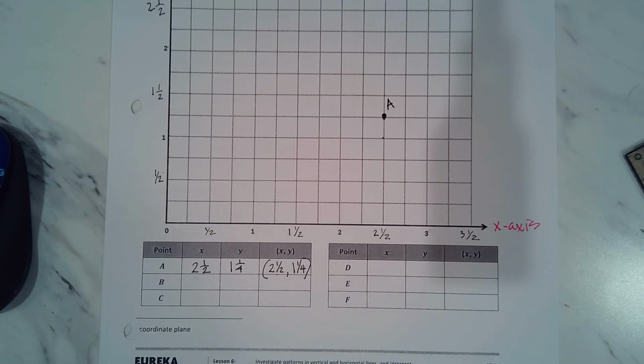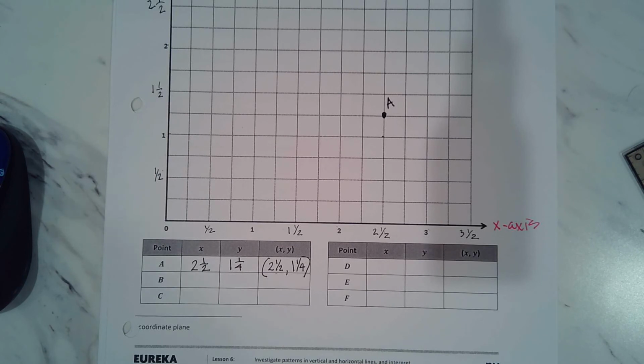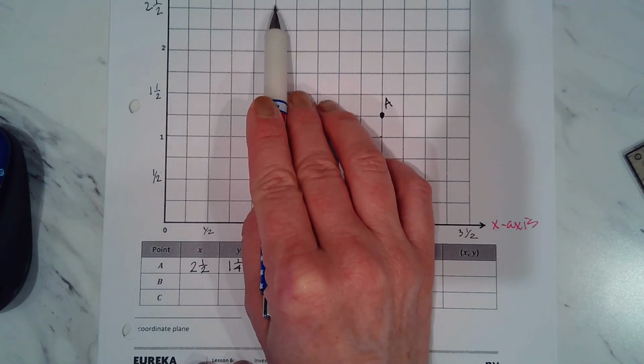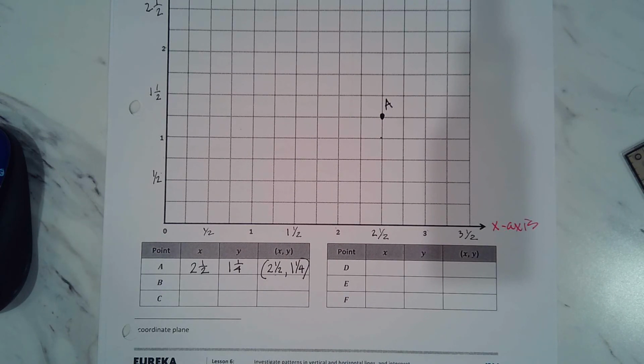So, is it important to record the coordinates in the correct order? Yes, it is. If it's switched, then you're going to end up at a completely different place. You would end up all the way up here if you switch the coordinates. So, what do you notice about these distances from each of the axes?